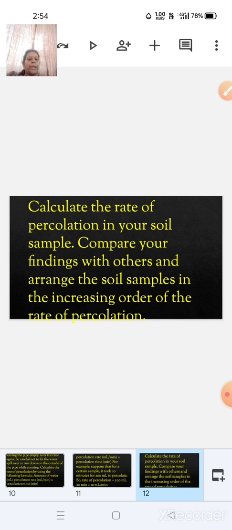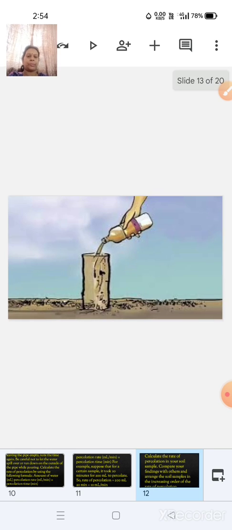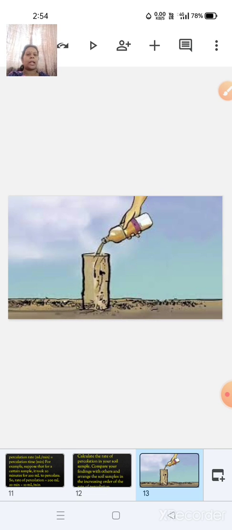Now we will compare our result and arrange it in increasing order with the help of the percolation rate which has been found by the other two teams. This is how, diagrammatically, you can see how the pipe was arranged when the percolation of the water was taken up within the soil.